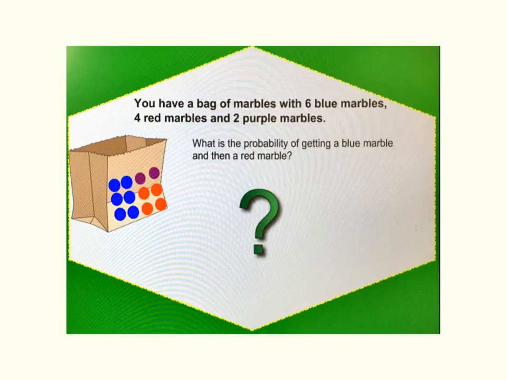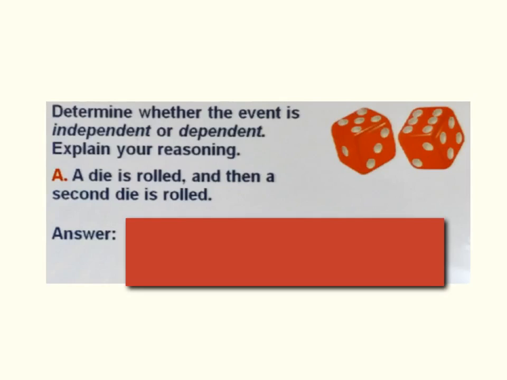But what happens when I'm asked this question? What is the probability of getting a blue marble and then a red marble? So we're talking about 2 events occurring. We're talking about compound events. And when we have compound events, these events are said to be either independent or dependent.